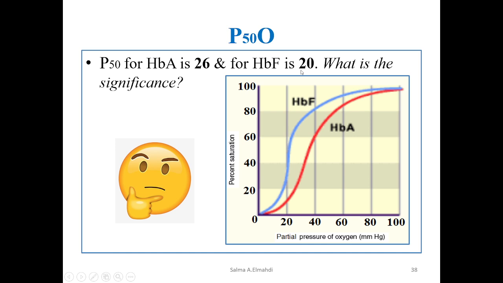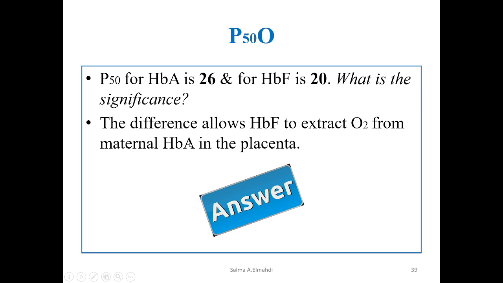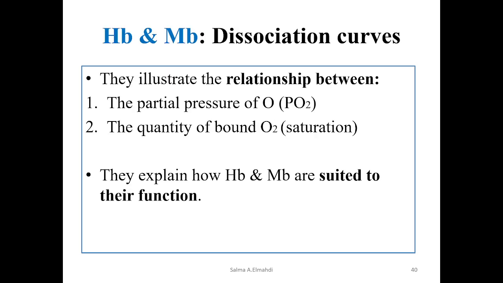26 and 20, as you can see here: shown in red is our adult hemoglobin, and shown in blue is the fetal hemoglobin. They have different partial pressures of oxygen. That of fetal hemoglobin is less than adult. It's important for extraction of oxygen from the maternal circulation by the fetal circulation. If this difference between the two pressures is absent or abolished, the fetus cannot take oxygen from its mother.